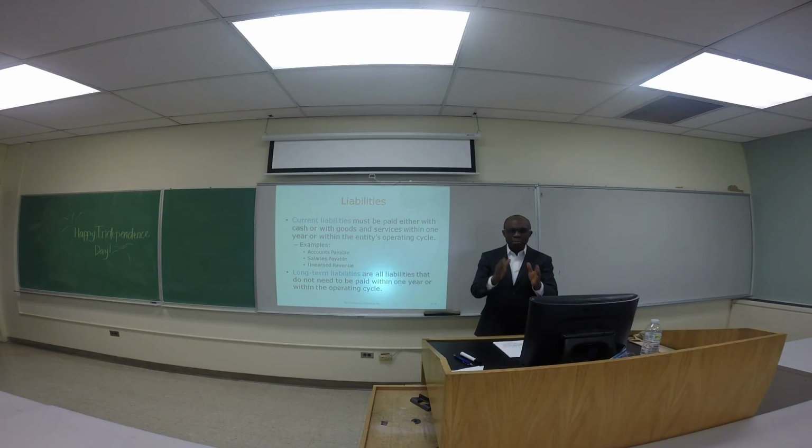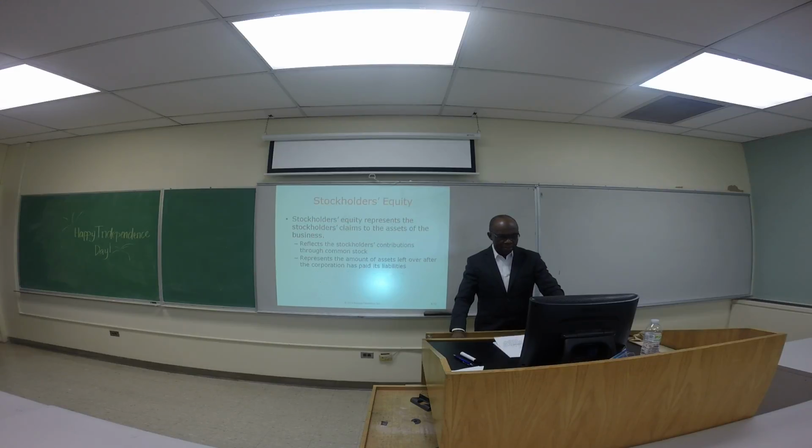While long-term liabilities are companies' obligations that do not need to be paid within a year or within the operating cycle. An example would be a mortgage. A company purchases a property and has a 20-year mortgage or a 10-year mortgage. So here you have the two groups or categories of liabilities.